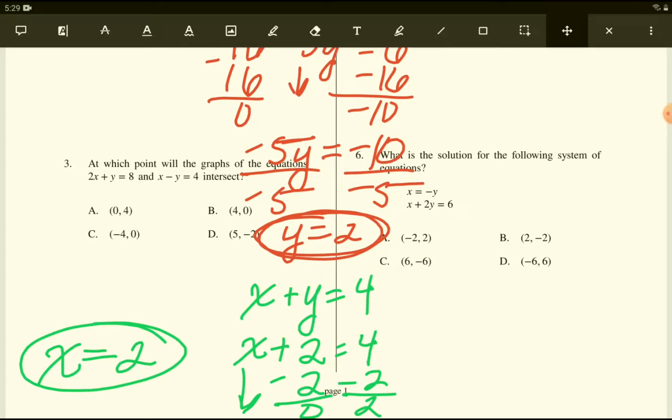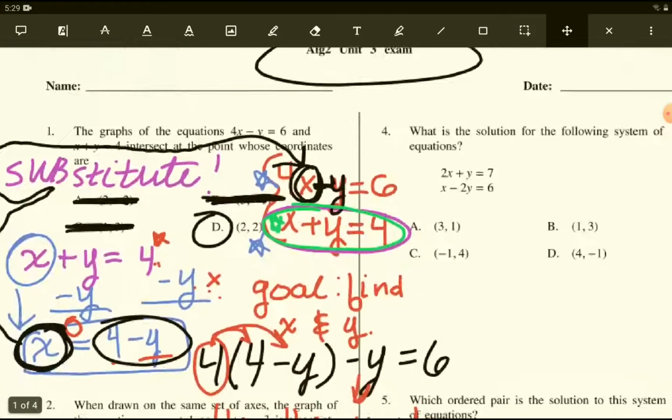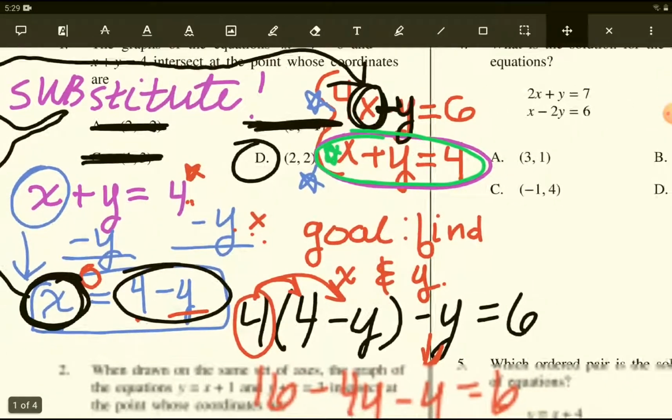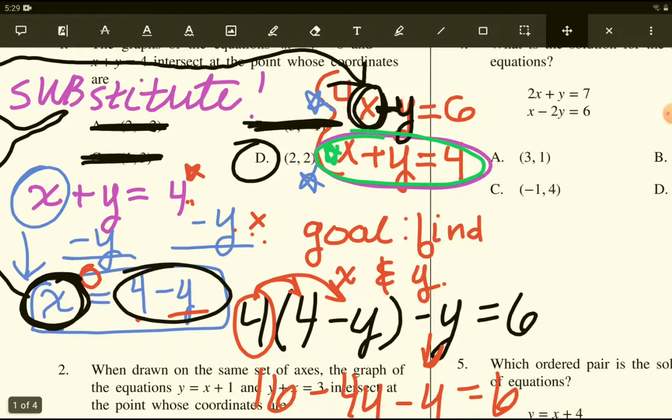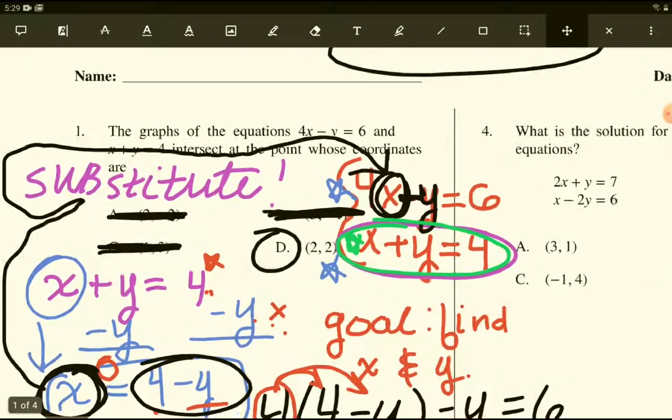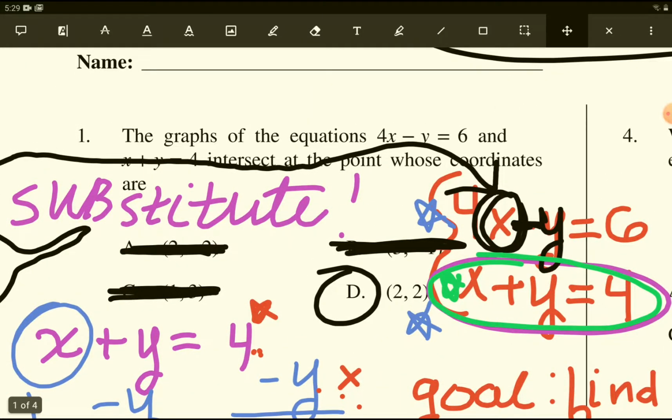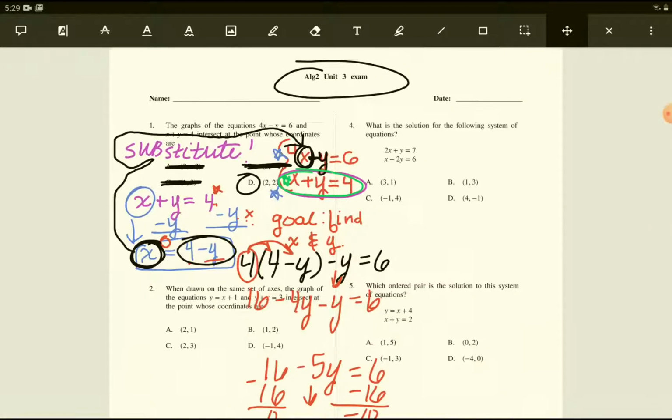So the idea is to isolate for one variable and then plug that isolated equation that you found into the other one to solve for two variables, x and y. Okay? Oops, sorry. So that's kind of how to do problems that look like number 1. I'm sorry I wrote over it.